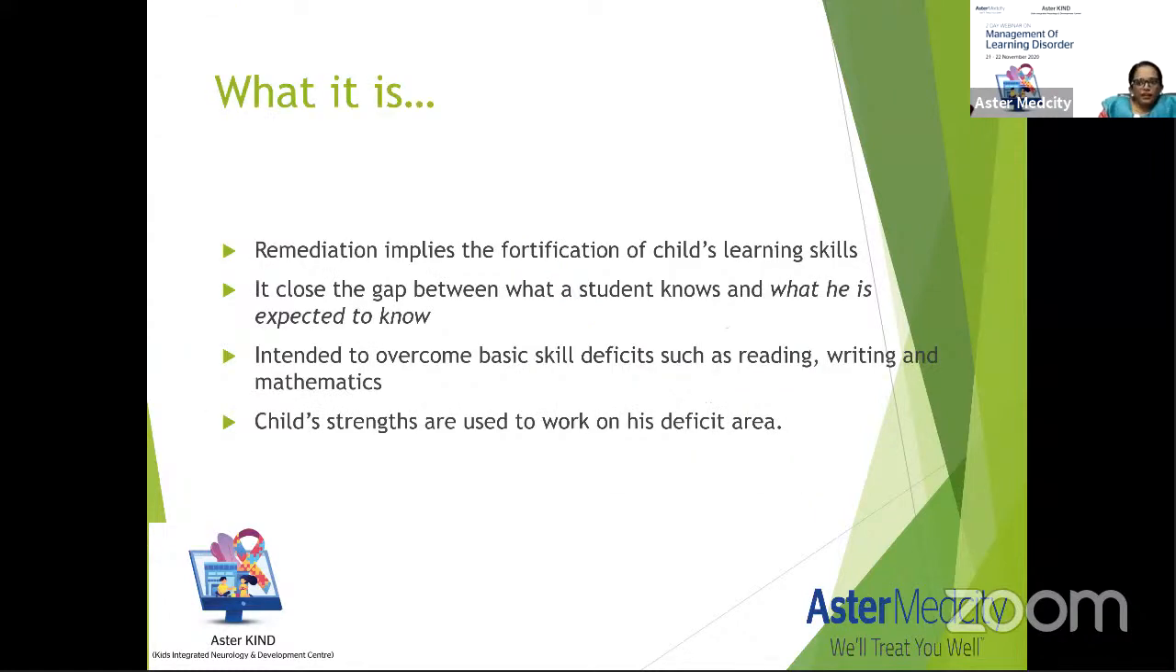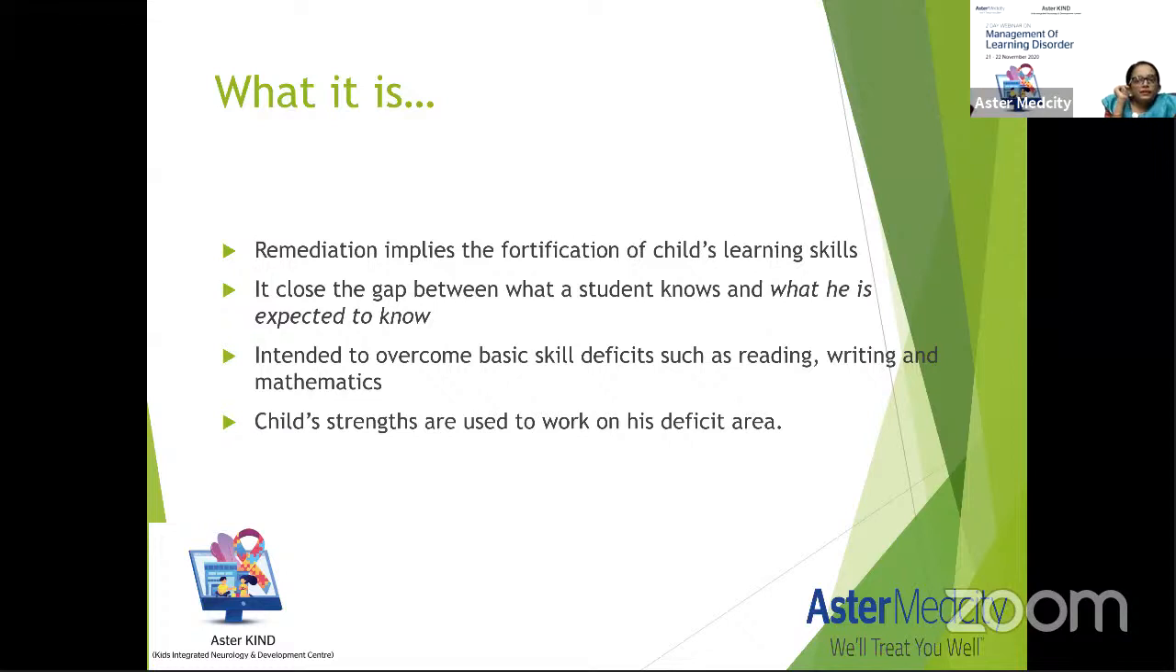So what is remedial training? Remedial training is the fortification of a child's learning skills. If the child has any skill deficit or academic deficit, we do training in order to strengthen their learning skills. It closes the gap between what the student knows and what he is expected to know. During assessment, we may see that a child studying in fifth standard has a 2-year gap: his academic performance is equal to a third grade or second grade child. So we do remedial training in order to fill that gap. The gap filling is exactly what remedial training is.